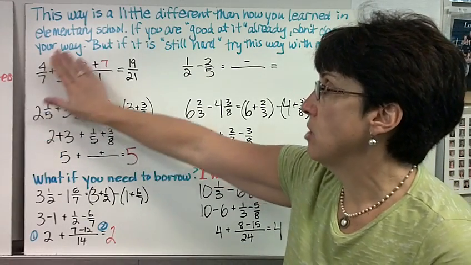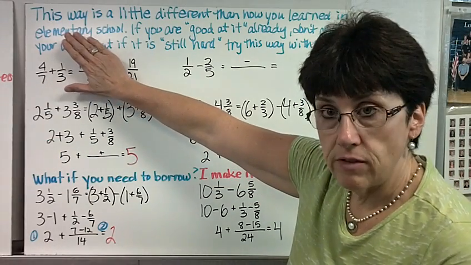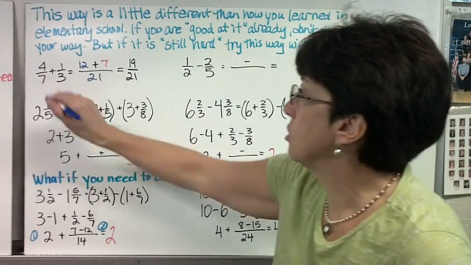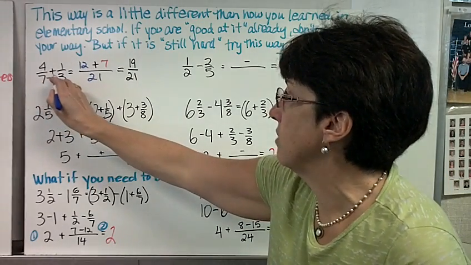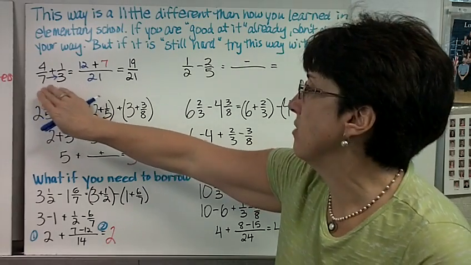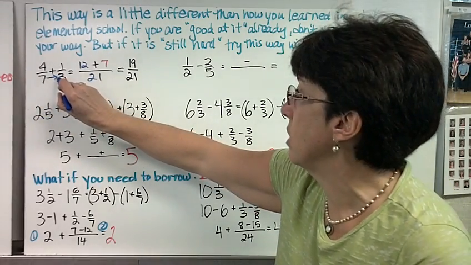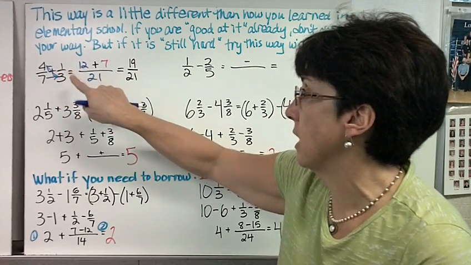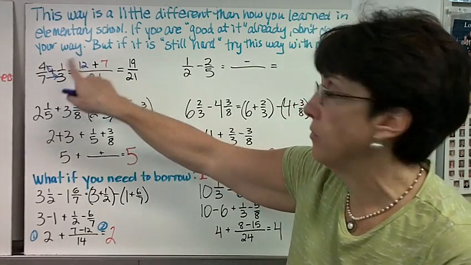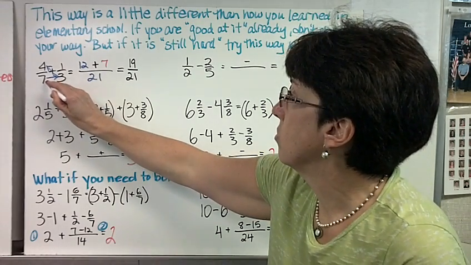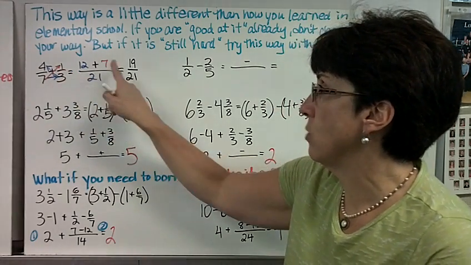All right, here's our problem. 4/7 plus 1/3. So we're going to multiply the denominators. 7 times 3, I don't know why I said 4. 7 times 3 is 21. Then, since you just ended with the 3, now multiply diagonally. 3 times 4 is 12, and then you need to do the other one as well. 7 times 1 is 7.